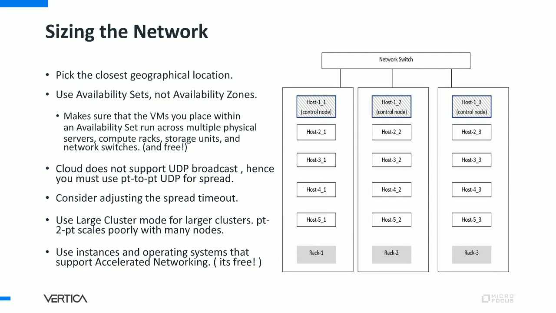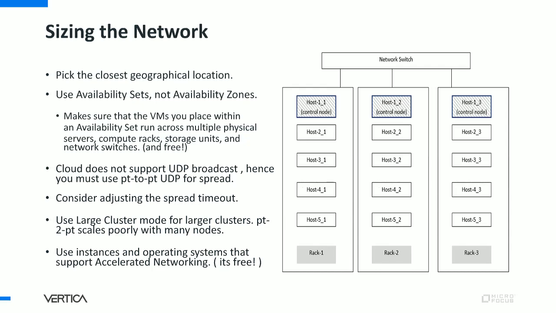So what do you need to think about for networking in the Azure space? Again, stay close to home. Pick regions that are geographically close to your location. Yes, the backbones between the regions are very, very fast, but the more hops your packets have to make, the longer it takes. Azure offers two types of groupings of their VMs, availability sets and availability zones.